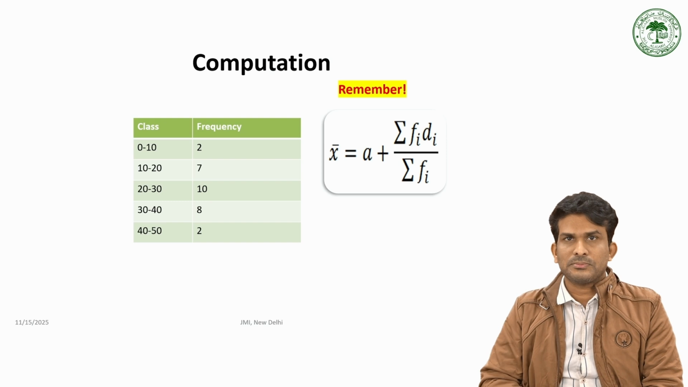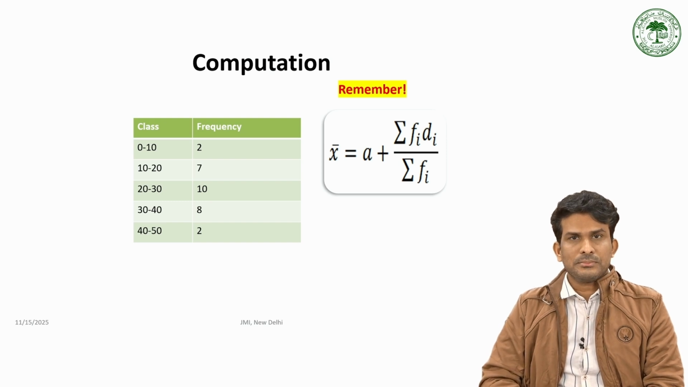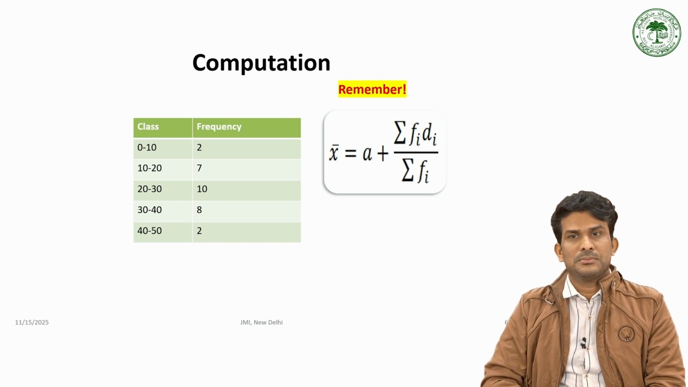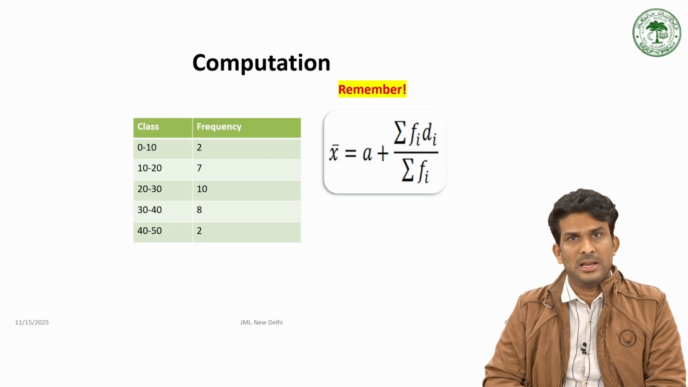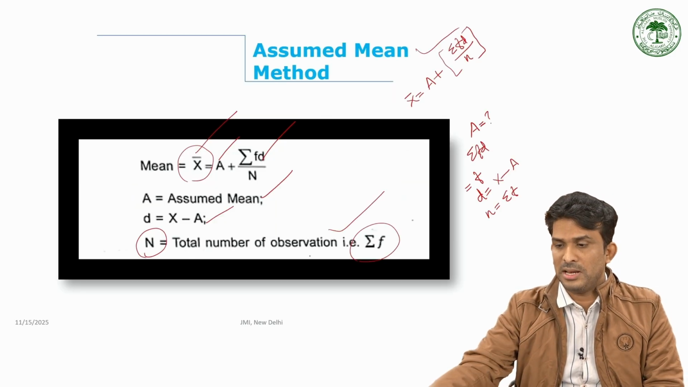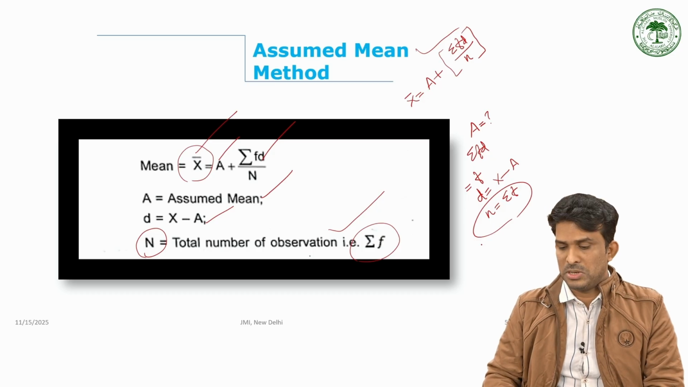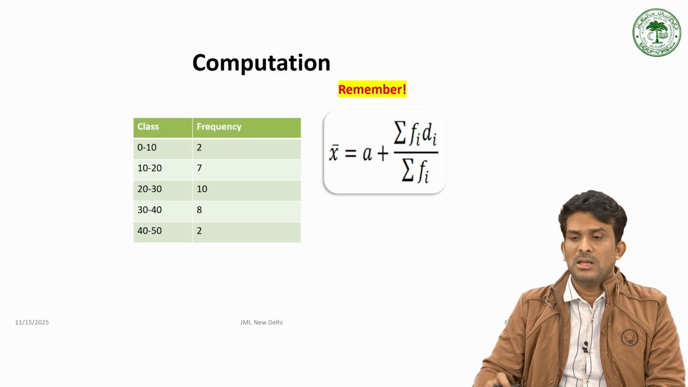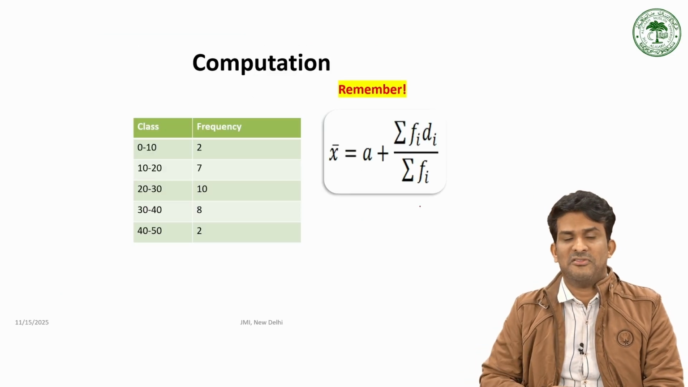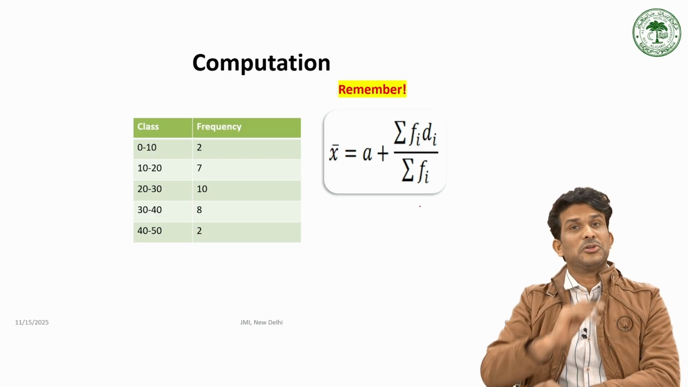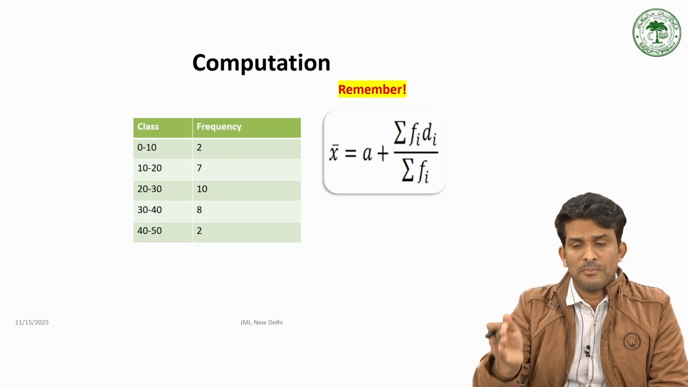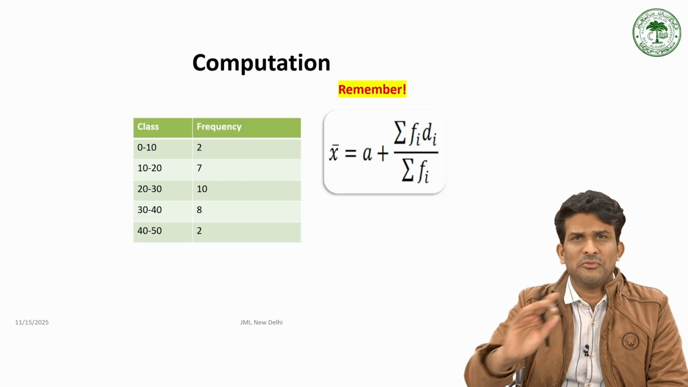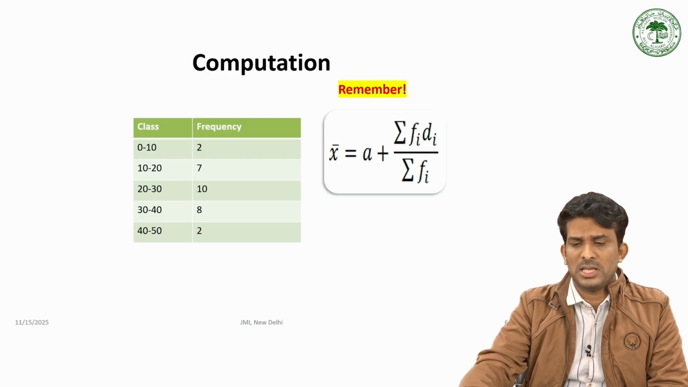See, how to compute a plus sigma fd by n. I already mentioned n. What is n? N is the total of frequency. So in this equation we have the total of f. So how to calculate it? How to compute arithmetic mean? See the formula.